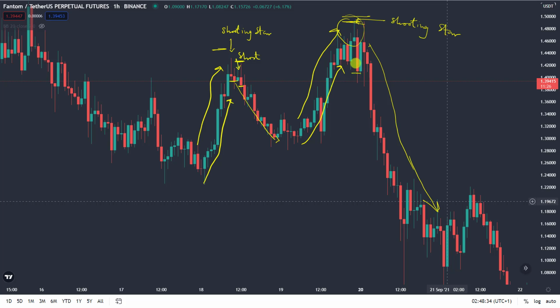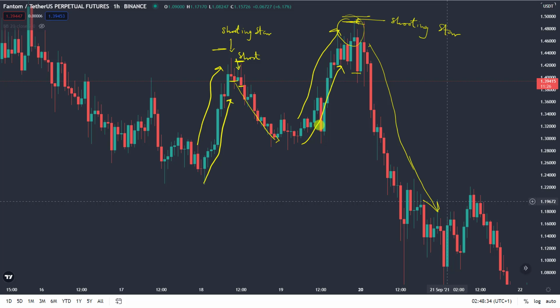And if you look at it now, it is followed by a very long red candle to show us that the bears have come in with full force to take the market. So we can also combine it with our volume to know what is actually going on in the market. These are just very simple setups to trade.